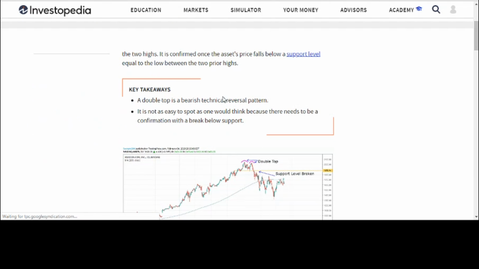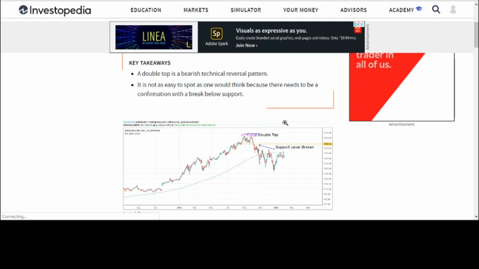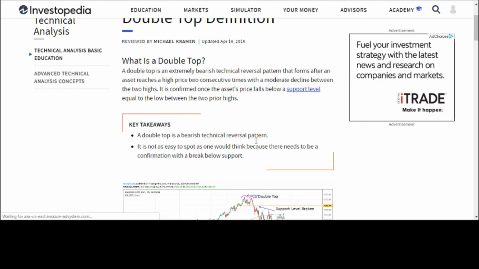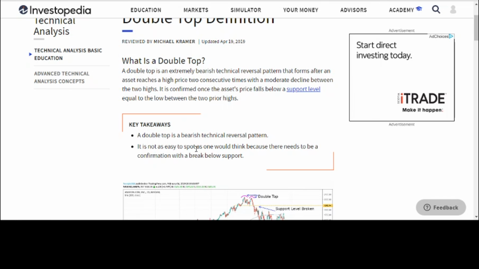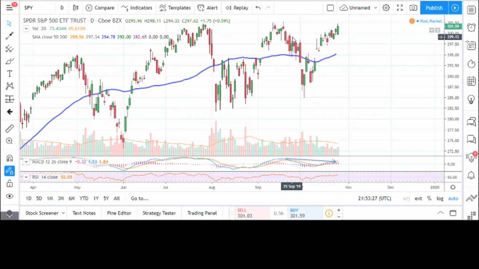According to Investopedia, let's find what Investopedia has to say. Investopedia says that a double top is an extremely bearish pattern, the definition that I mentioned earlier. Key takeaways: a double top is a bearish technical reversal pattern. It is not as easy to spot as one would think because there needs to be a confirmation with a break below support. So I guess the person is talking about this double top here, and this is a support level, like this had to break this part. So let's see if the market is actually doing this here.